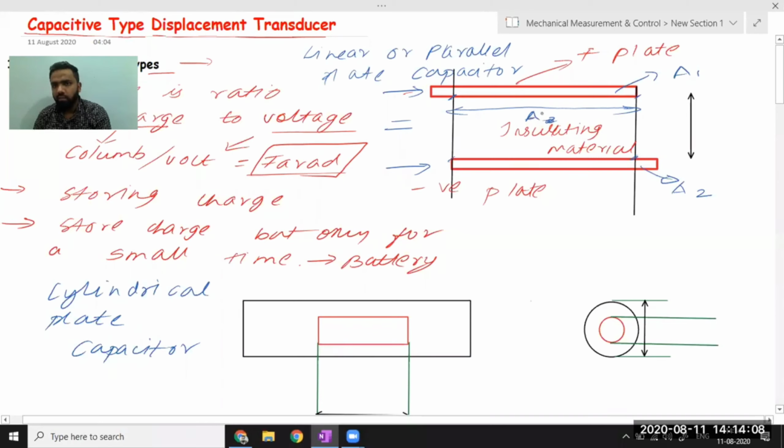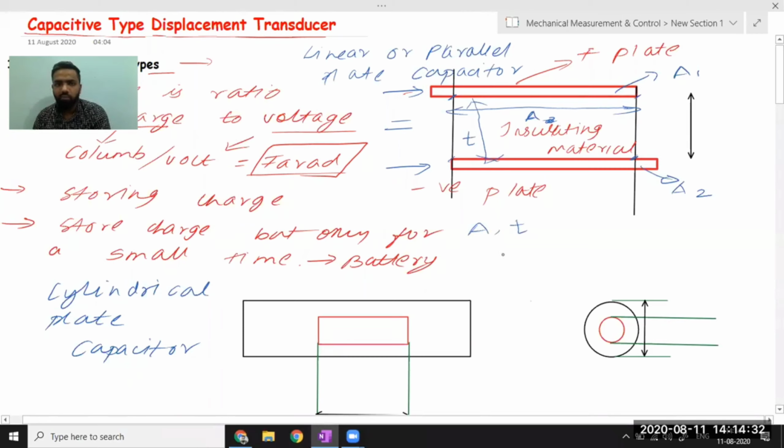Okay, now the effective area of the plate is given by A, and there is some distance between the plates which is given by T. Distance between the plates, this is not the thickness of the plate, this is the distance between the capacitor plates. So I have given you two terms. One term is called the effective area of the plate, another term is called the distance between the plates.